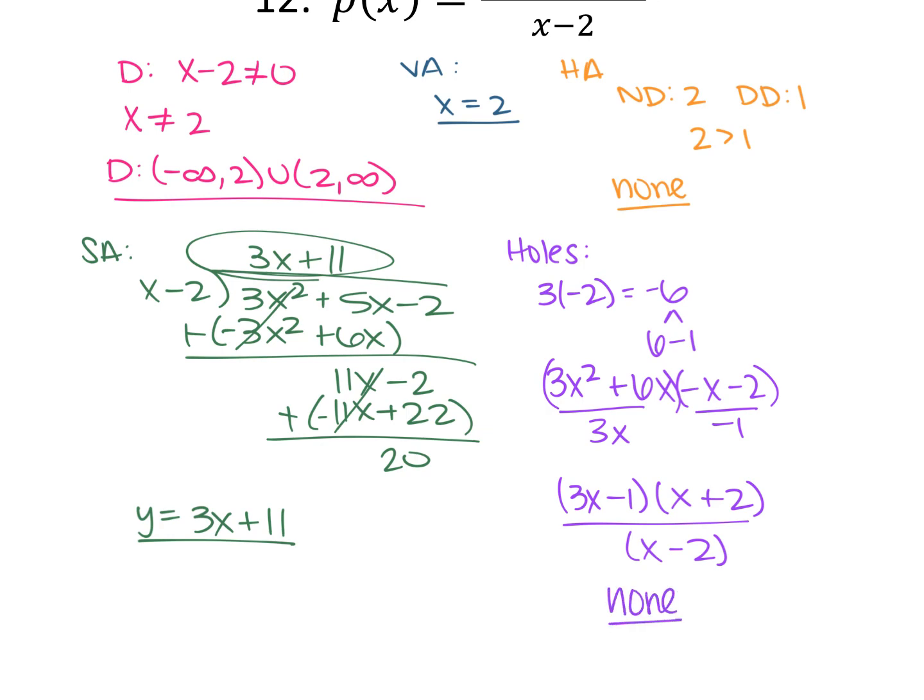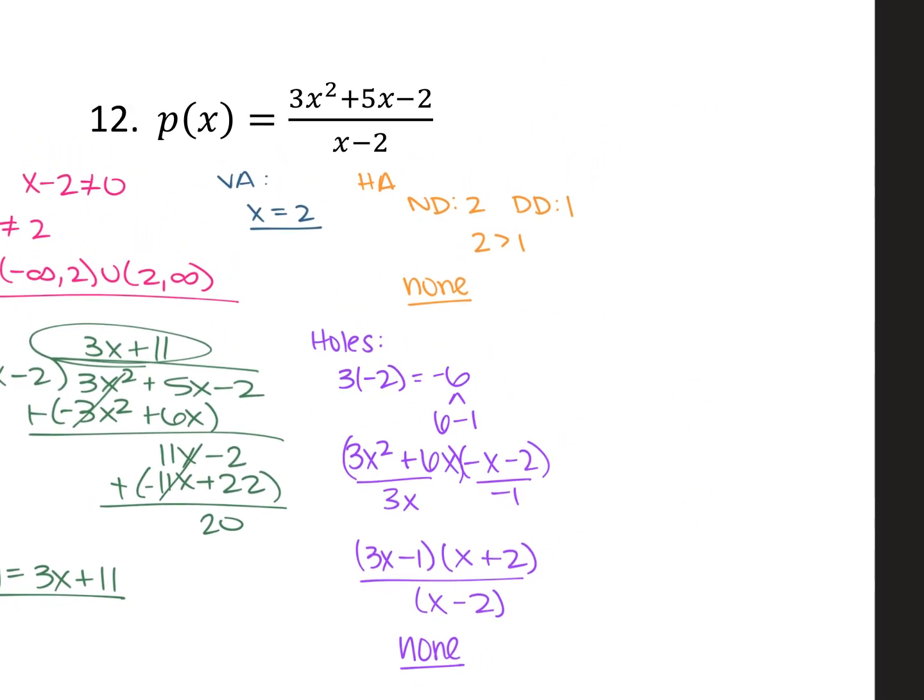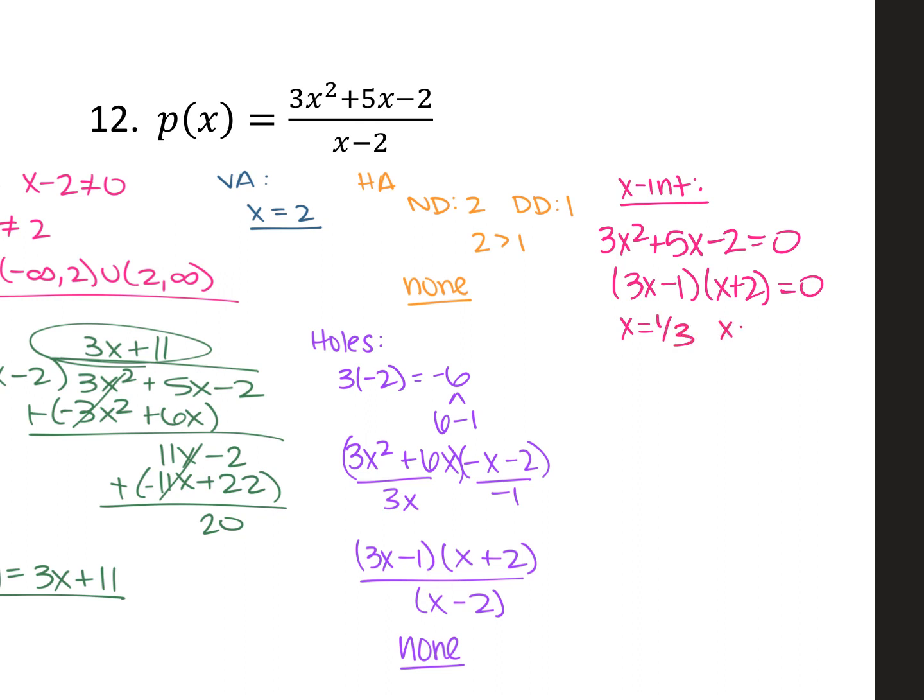Lastly, we find our x and our y intercepts. So x-intercepts, let's put this up here. Our y is 0, so we're going to have 3x squared plus 5x minus 2 is equal to 0. Because remember, we forget about that denominator. It factored to be 3x minus 1 times x plus 2 is equal to 0. So from here we're going to have that x is equal to 1/3 and x is equal to -2. So our x-intercepts are the ordered pairs 1/3, 0 and -2, 0.